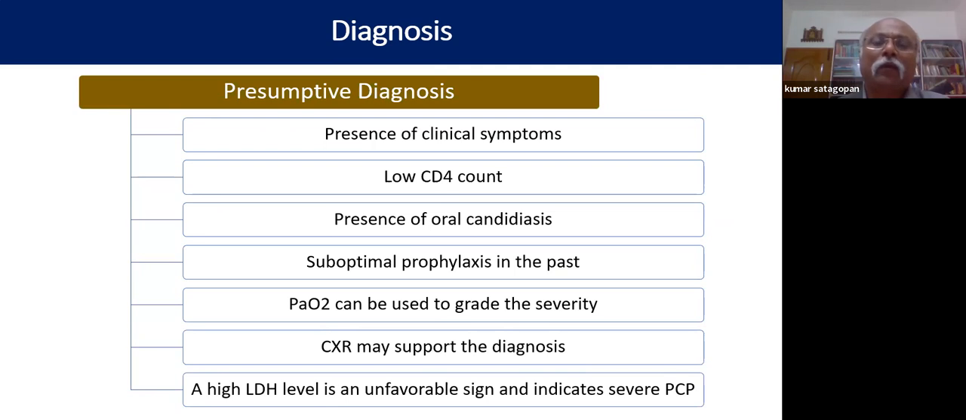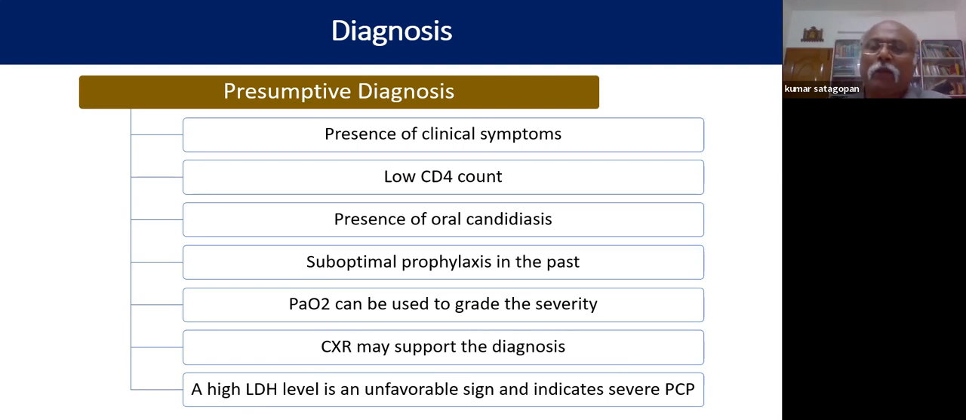So this is a presumptive diagnosis. The proof of the pudding is in the eating. If you give high dose cotrimoxazole and sometimes steroids, there is dramatic improvement in the patient. So consider the presence of clinical symptoms, low CD4 count, and presence of oral candida. Oral candidiasis is a surrogate marker for PCP because of the advanced immunosuppression. Usually we see oral candidiasis also in a PCP. Suboptimal prophylaxis: you take a history, and the cotrimoxazole prophylaxis may not have been adhered to. That could be an important history from the past.